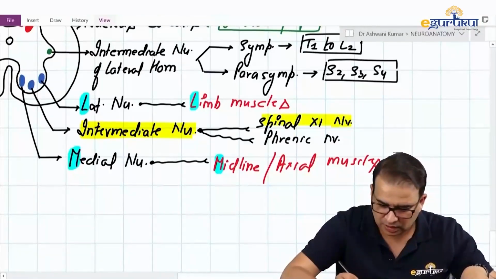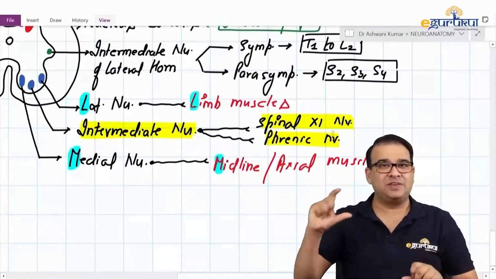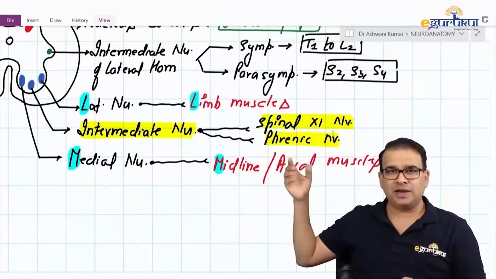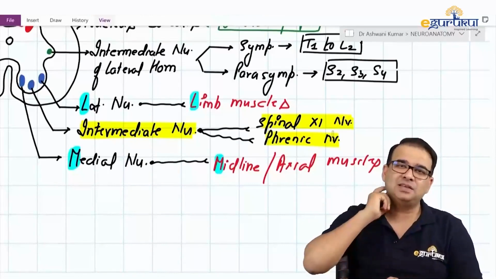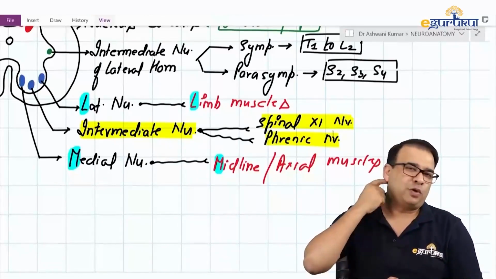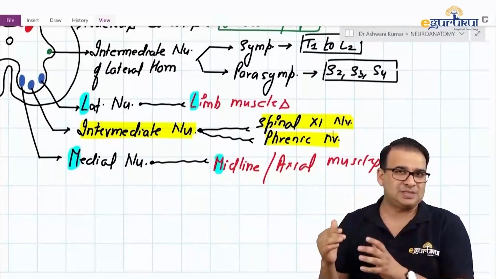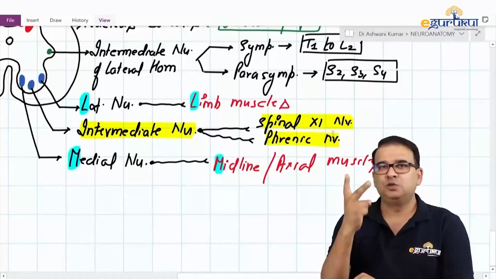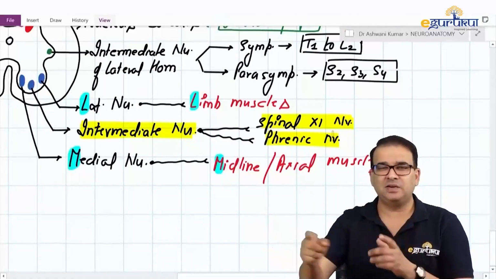If you remember, what was the root value for the spinal accessory nerve? C1 to C5. Where is C1 to C5? In the cervical region only. And the phrenic nerve root value is again C3, C4, C5, which is again in the cervical region. So from this intermediate nucleus, which is present in the ventral horn of the cervical part of the spinal cord, 2 nerves come out. One is the spinal accessory nerve and one is the phrenic nerve.